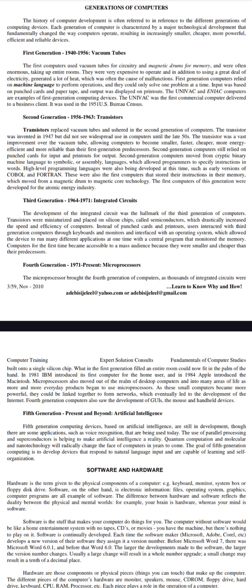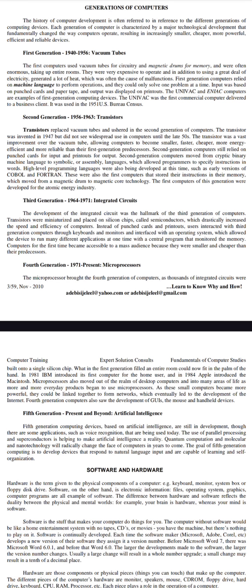First generation computers relied on machine language to perform operations, and they could only solve one problem at a time. Input was based on punched cards and paper tape, and output was displayed on printouts.